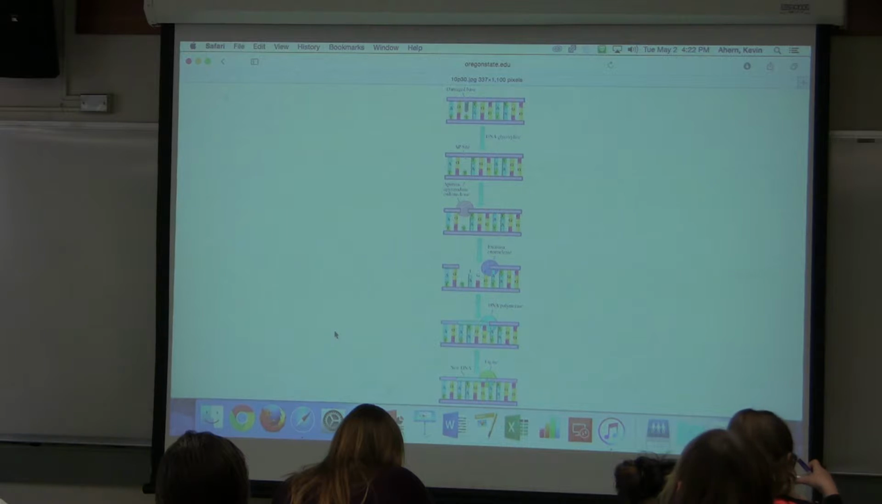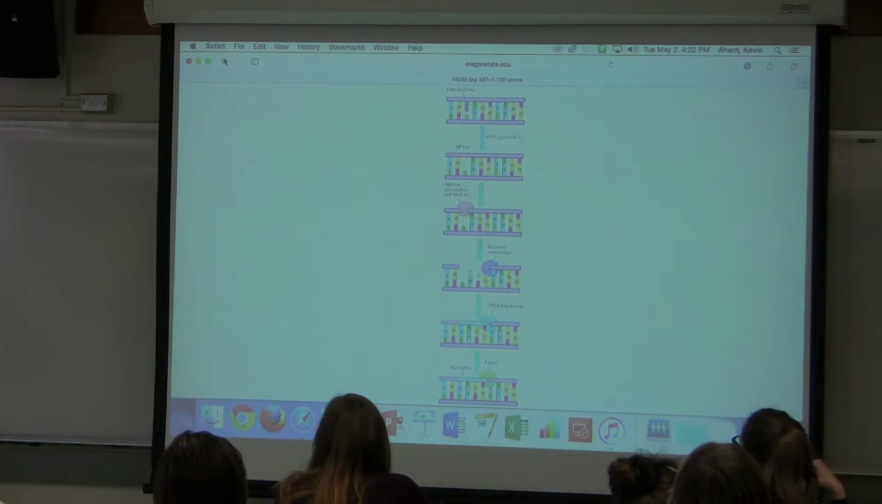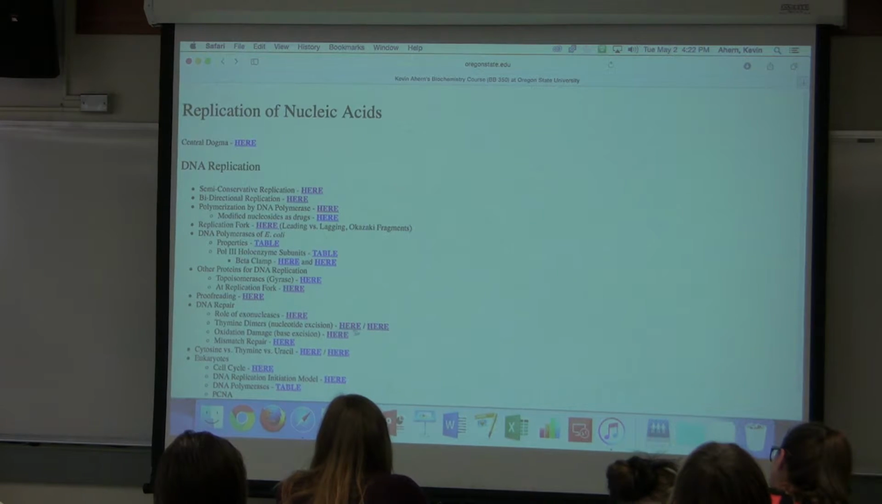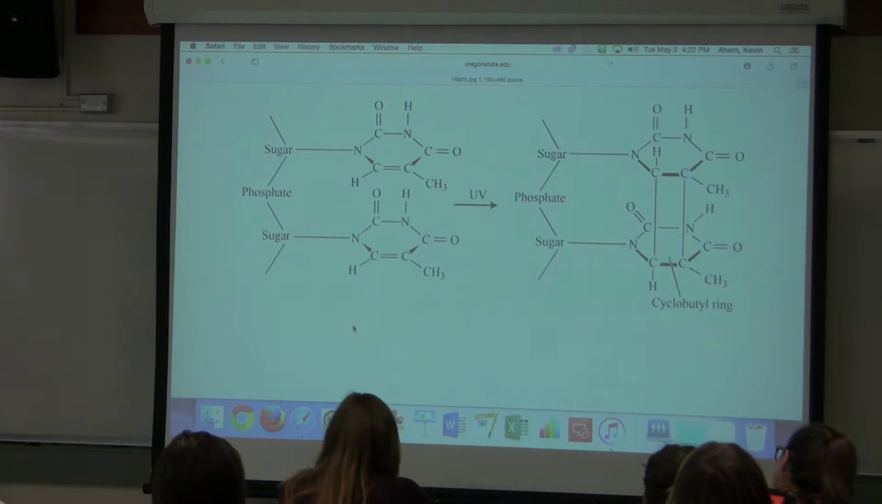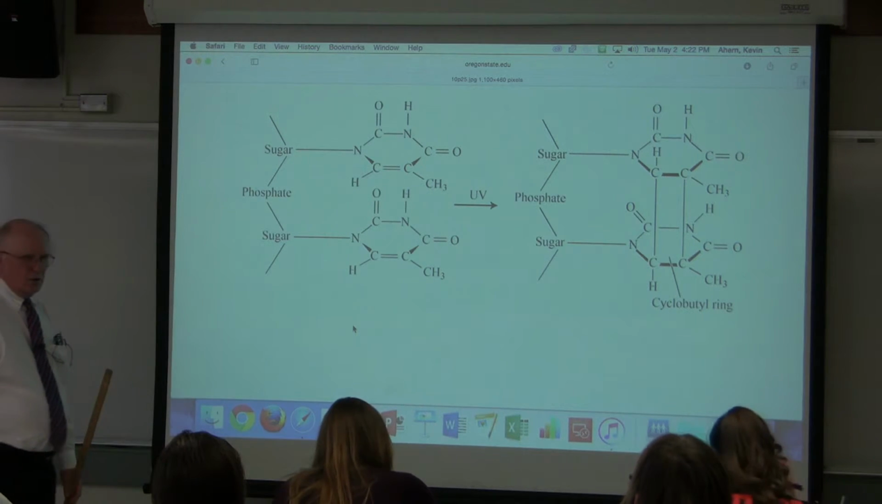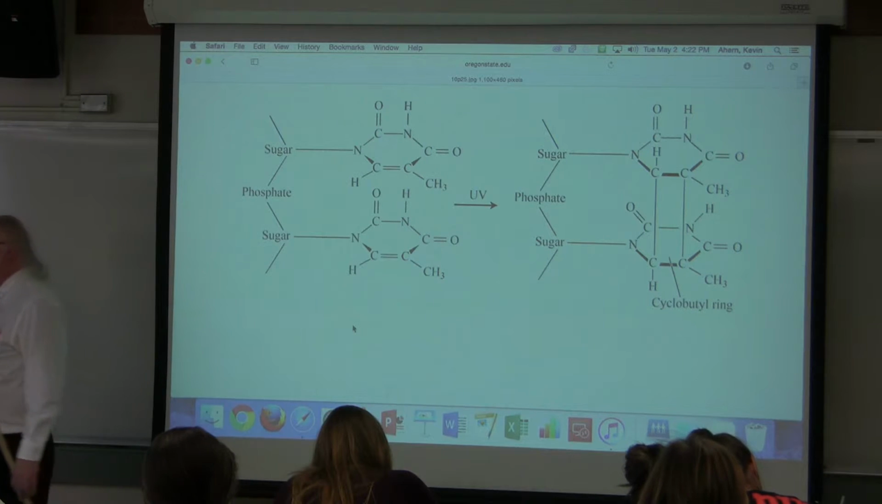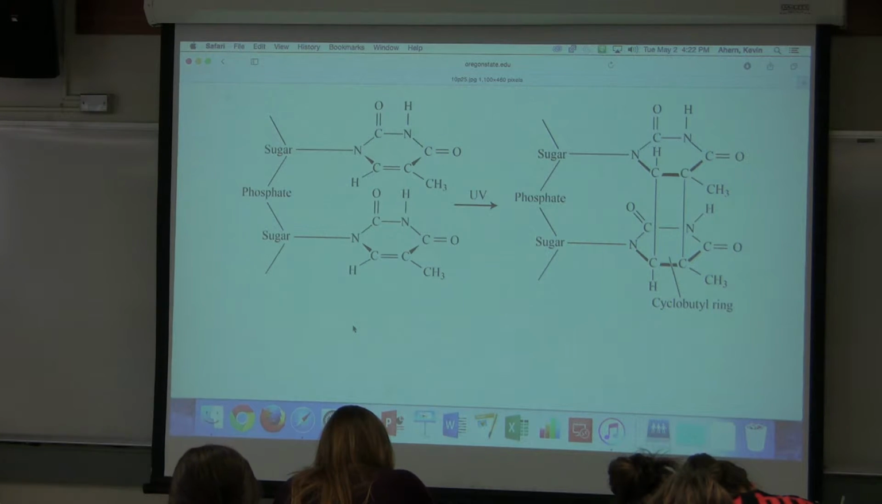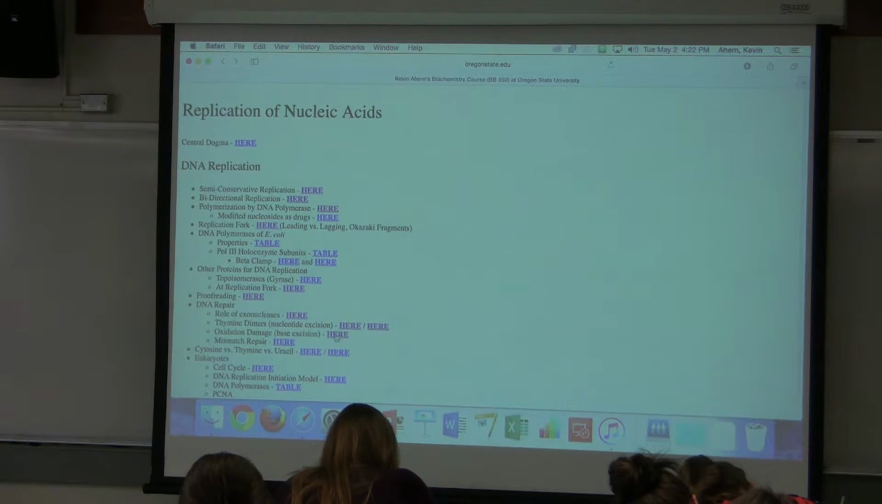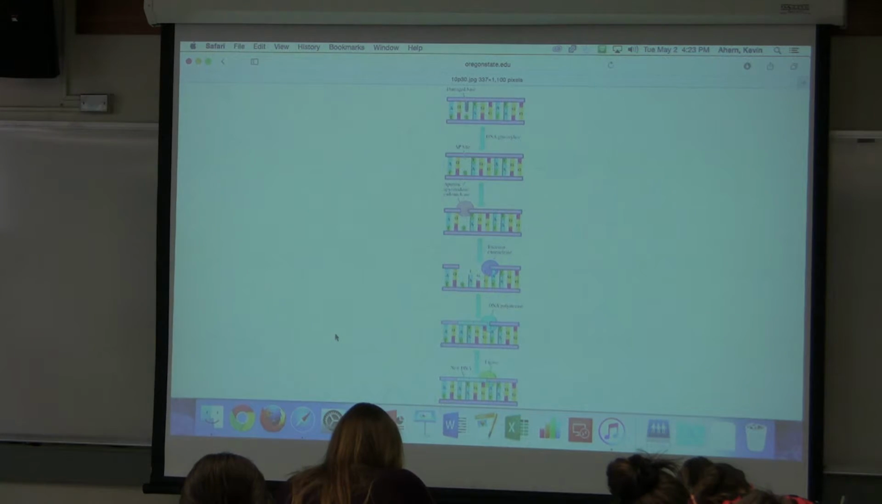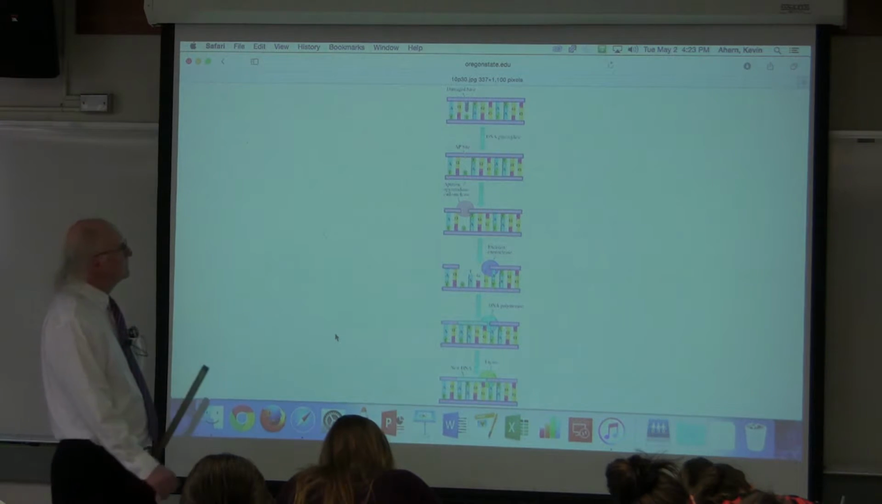By the way, I should have given that a name too. So this removal here is called nucleotide excision repair. There's 3 different kinds of repair I'm going to talk about. Nucleotide excision repair. The second one I'm going to talk about is called base excision repair.